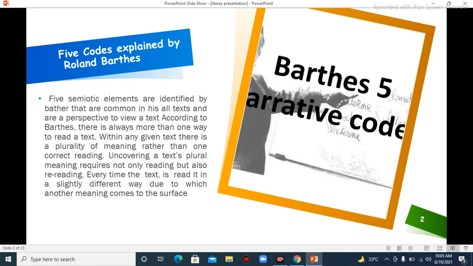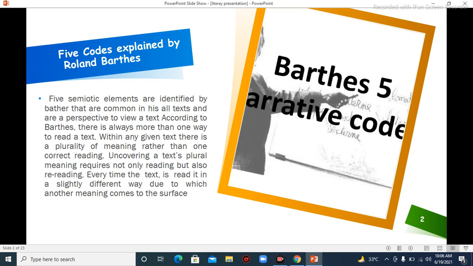As there is more than one way to look at realities in the world, Barthes says that there is more than one way to read a text. For example, you can just understand the surface meaning, or you can read the text critically and analyze its hidden meaning. So there is more than one way to read the text.